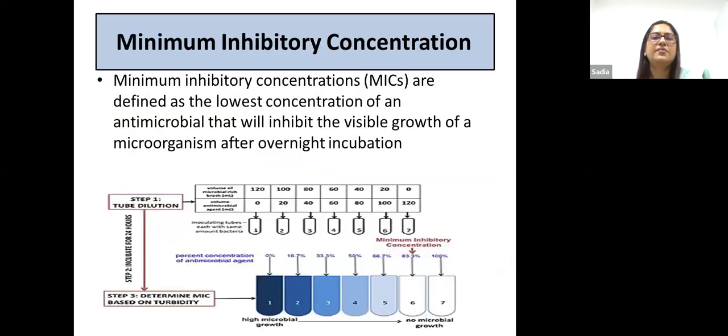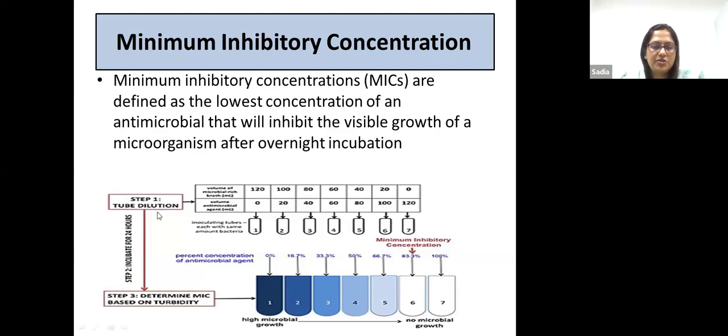Right. So this is a very important juncture to understand what MICs are. MIC stands for minimum inhibitory concentration. So minimum inhibitory, let's see the technical definition. The technical definition says that MIC is the lowest concentration that will inhibit the visible growth of a microorganism after overnight incubation.